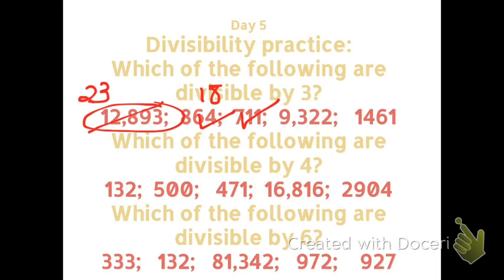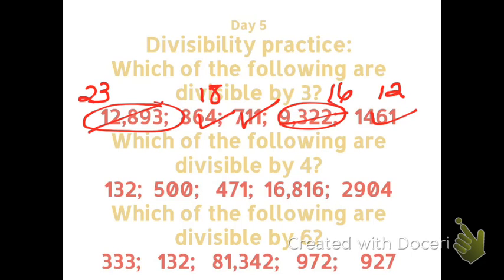Okay, how about 9,322? Matthew? No, it's not. Because when you add them up, you get what? Okay, so you get 17. And 17 isn't divisible by 3. I got 16, I mean 16. Yeah, but you are correct. It is not divisible. Okay, how about 1,461? Carson? It is because you added them and get 12. Good. Okay.